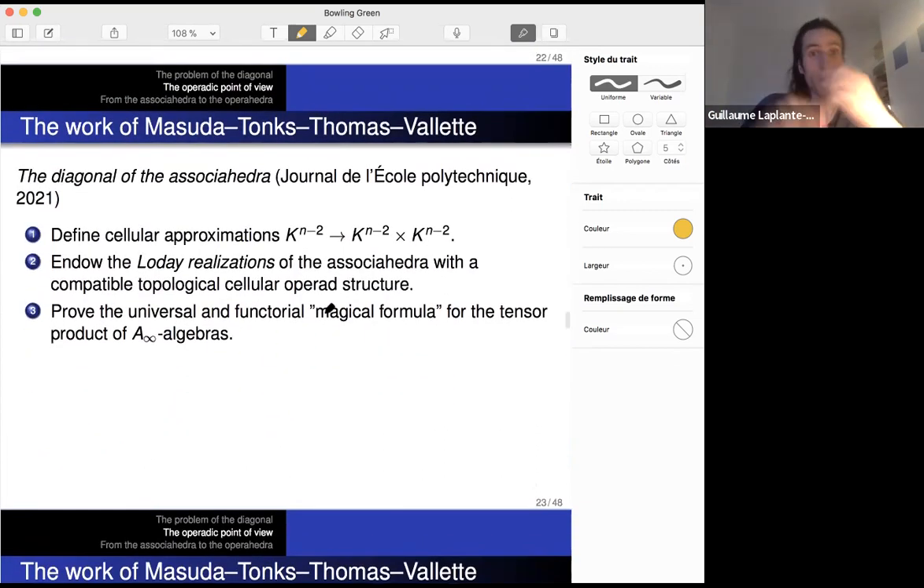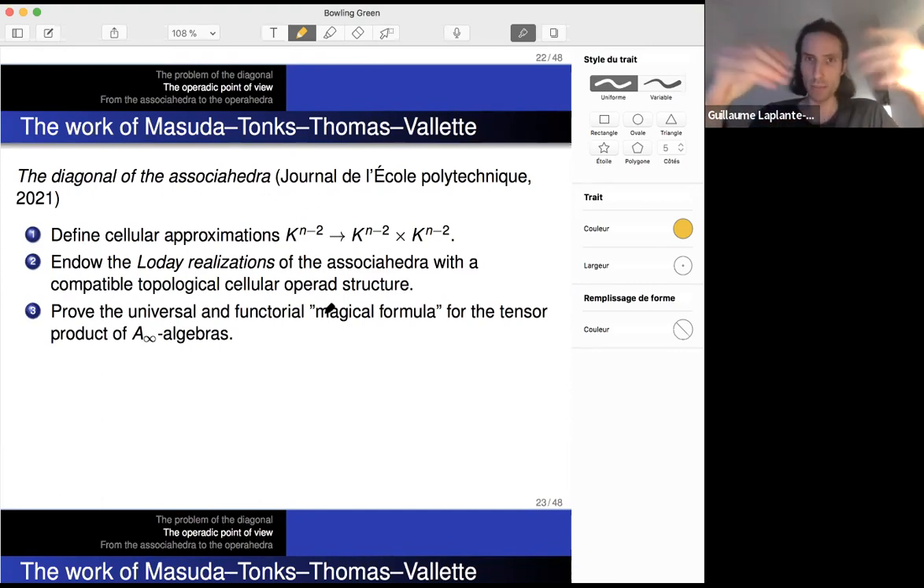And this is what was done by Naoki Masuda, Andrew Tonks, Hugh Thomas, and Bruno Vallette. Their article has just been published in the Journal de l'École Polytechnique. And they do exactly what I've been telling you about. They define cellular approximations of the diagonal of the associahedra.